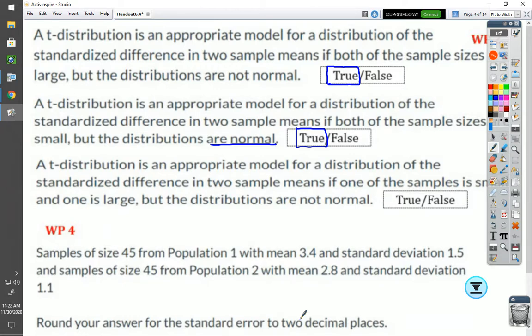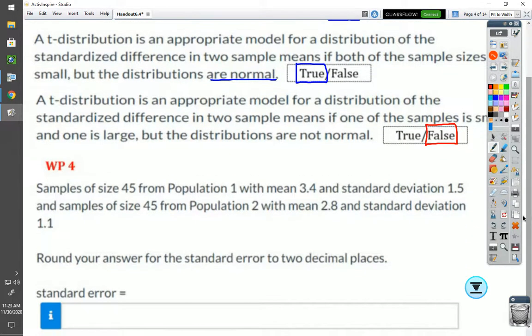A t-distribution is an appropriate model for a distribution of the standardized difference in two sample means if one of the samples is small and one is large, but the distributions are not normal. If the distributions are not normal, both sets must be large. If both sets are not large, then it is not an appropriate model for distribution.